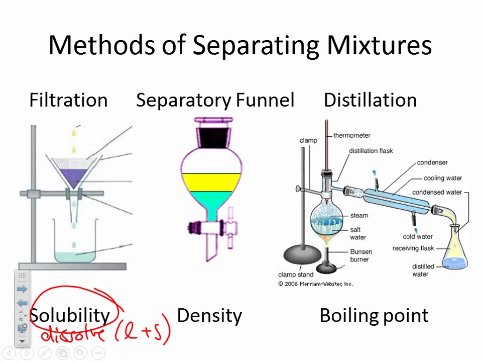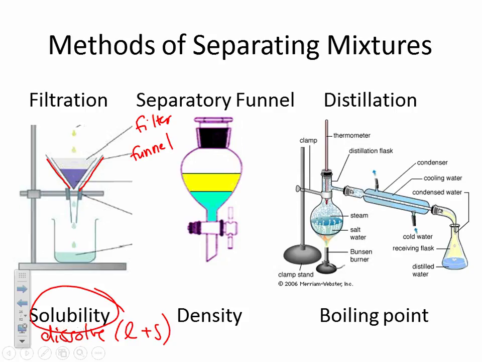And in filtration, you have a funnel. That's what this thing right here is. And inside the funnel, you have a piece of filter paper. If you think of making coffee, coffee actually uses filtration in its simplest form. So I'm not talking about your fancy Keurig cups or anything like that. But if you make coffee, you have this mixture of ground coffee beans that are on top of the filter.